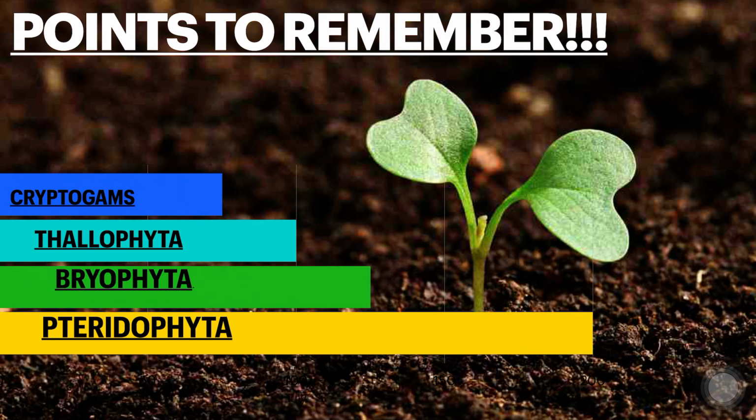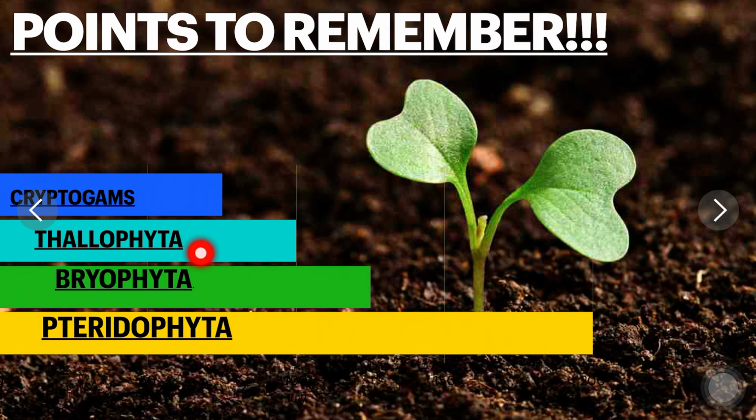Now students, in this video we learned about characteristics of cryptogams, that is Thallophyta, Bryophyta and Pteridophyta. In Thallophyta we learned that plants belonging to this group mainly grow in water. Some grow in fresh water while others grow in marine water. These plants do not have specific parts like roots, stem, leaves and flowers. They are autotrophic owing to the presence of chlorophyll. Such plants are called algae.